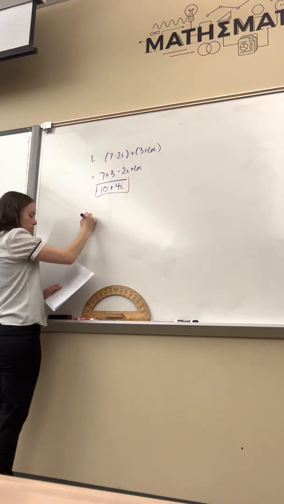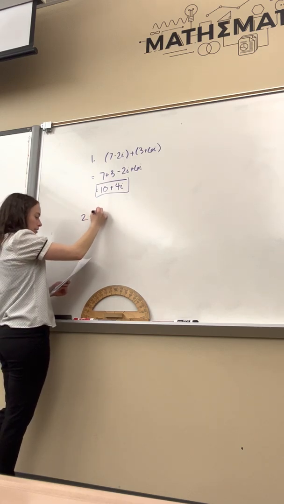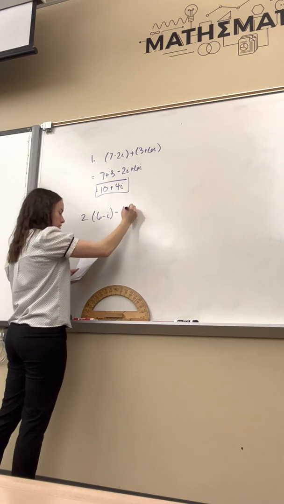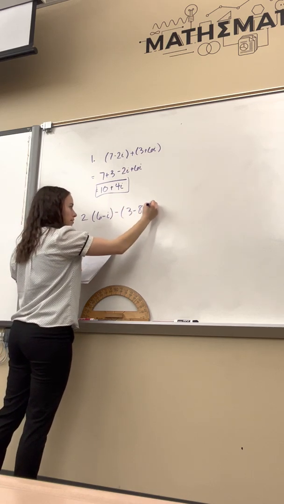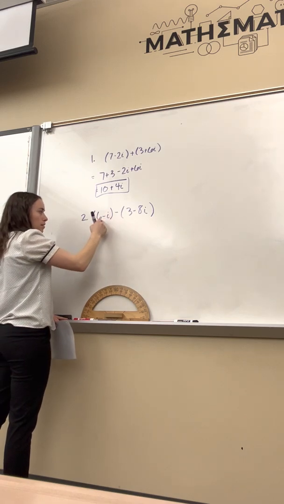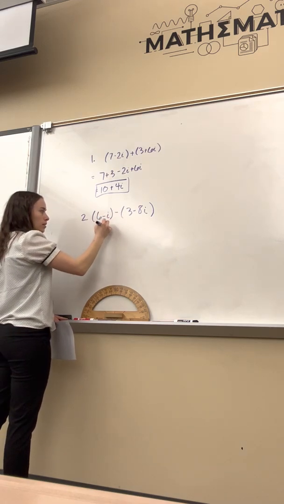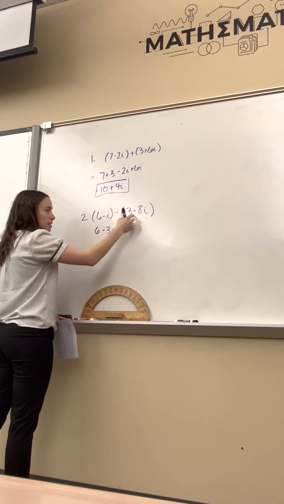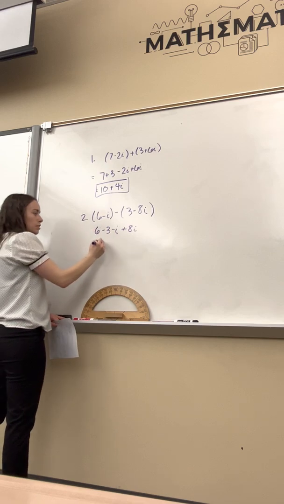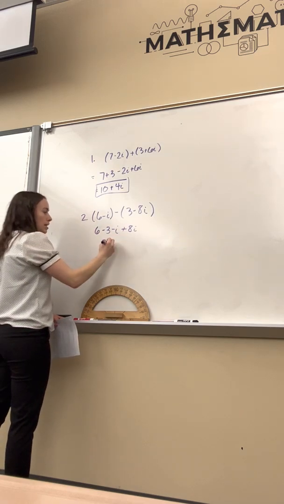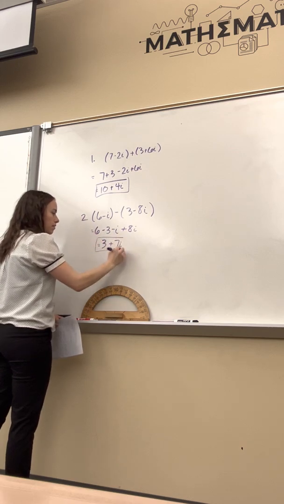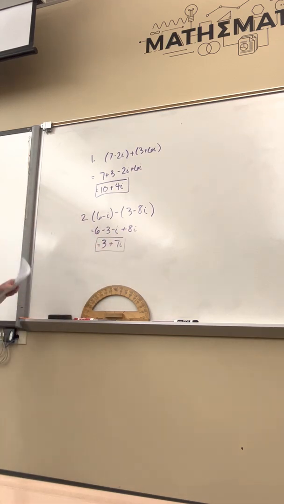Okay, here's the next one. We say 6 minus i minus 3 minus 8i. So the first thing I want to do is get rid of the parentheses. So we have 6 minus a 3, and then negative i minus a negative 8i, so it becomes plus. Well, 6 minus 3 is 3, negative i plus 8i is 7i.